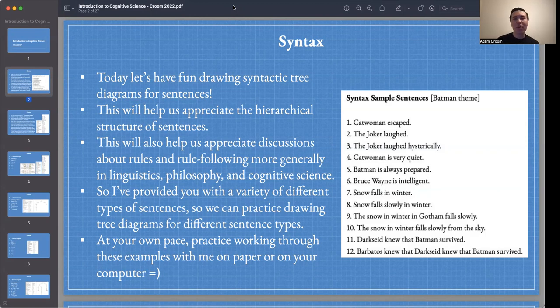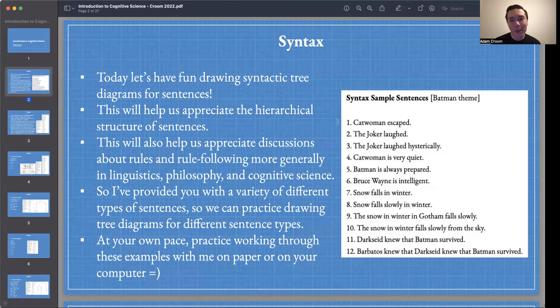So I've provided you with a variety of different types of sentences so we can practice drawing tree diagrams for different sentence types. At your own pace, practice working through these examples with me on paper or on your computer.